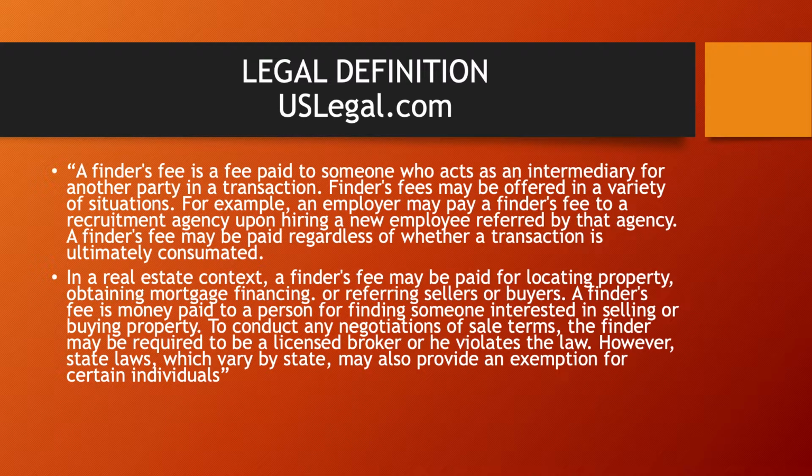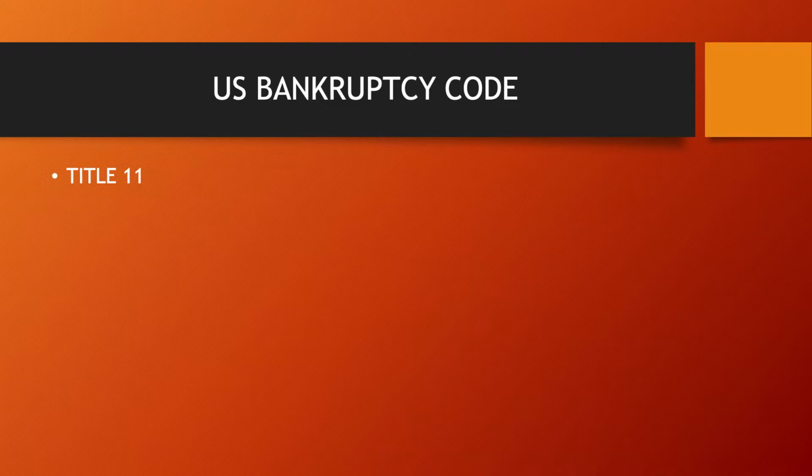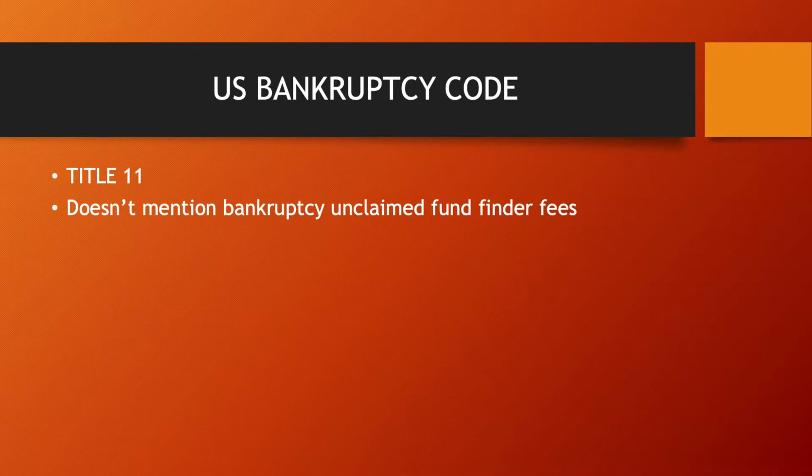So you have to see in the code, does it include personal and real estate property together? Are they listed separately? Are they even listed at all? Maybe you don't have clear rules and regulations for finder fees at all. From what I could tell, it's mostly dealing with real estate. There may be some that do mention personal property, but Title 11, the code for the U.S. bankruptcy, it does not list finder fees anywhere. But that doesn't mean that they don't apply, and I'll get to that in a minute.